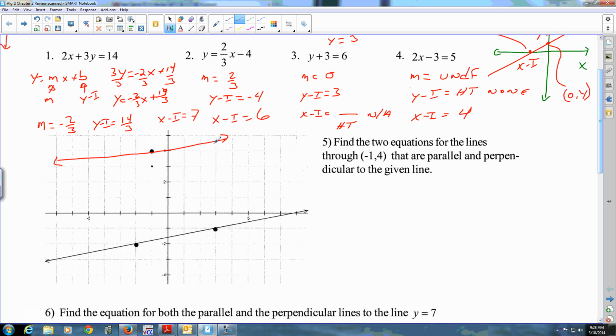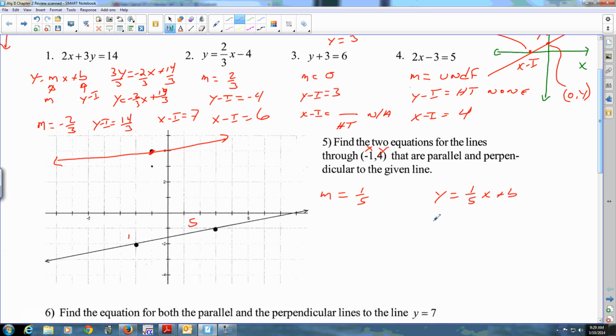If it's parallel, it's got the same slope. Well, what's the slope on this one? Rise 1, run 1, 2, 3, 4, 5. So its slope is 1/5. So I know this much information. I also know that it's going to go through this point, negative 1, 4. That's an x, that's a y.